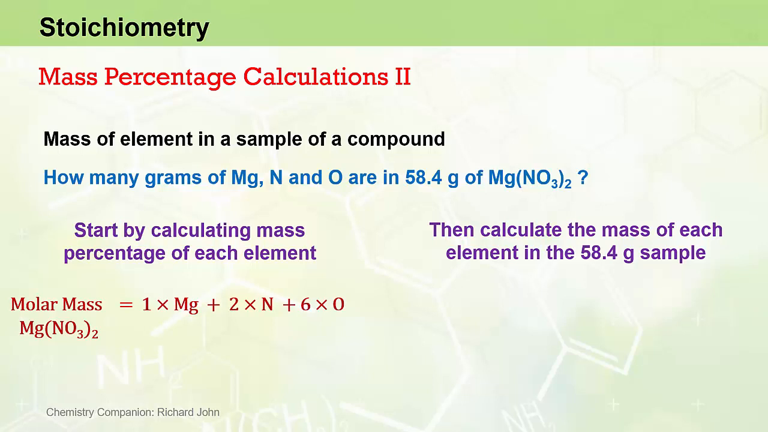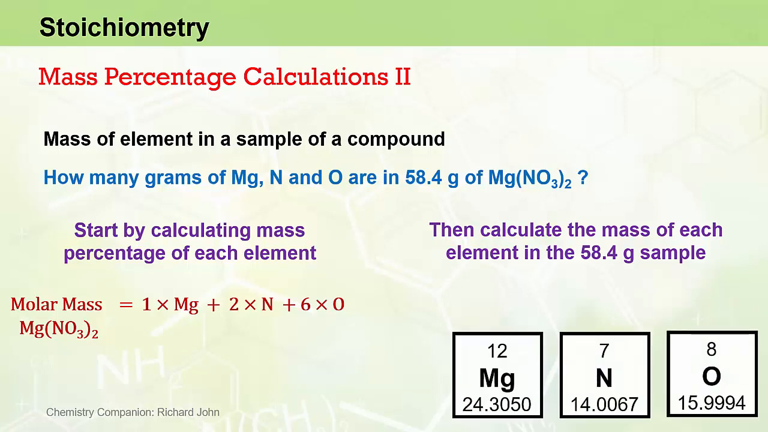We need to start by calculating the molar mass of magnesium nitrate, which is going to equal 1 times the molar mass of magnesium. There is one magnesium atom in this formula unit, plus 2 times the molar mass for nitrogen. We can see that the nitrogen has a subscript of 1 inside the brackets, but there is a 2 outside the brackets. So there are a total of 2 nitrogen atoms in this formula unit. And finally, we are going to add 6 times the molar mass of oxygen. We can see that the subscript for oxygen is 3 inside the brackets, but there is a 2 outside the brackets, meaning we have a total of 6 oxygen atoms in this formula unit.